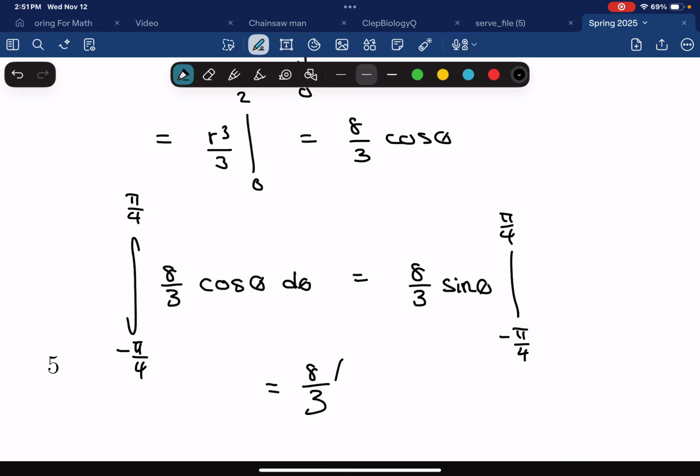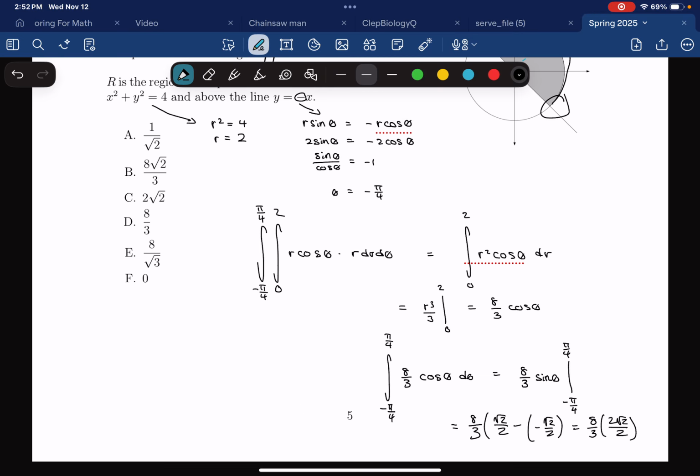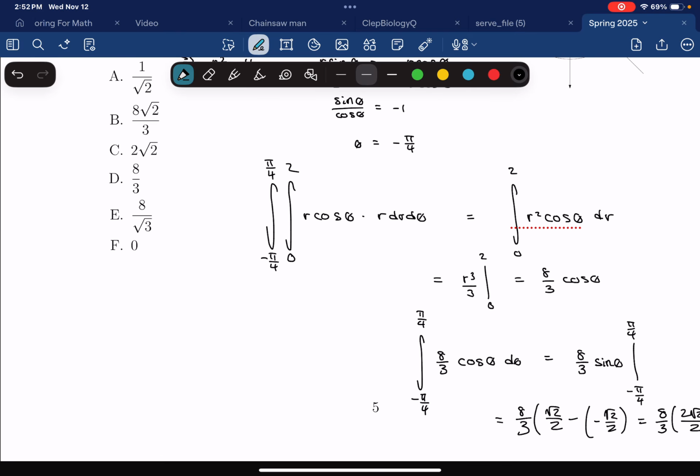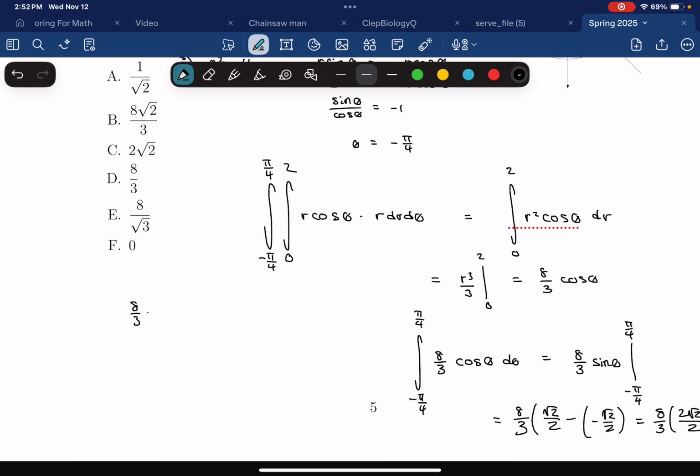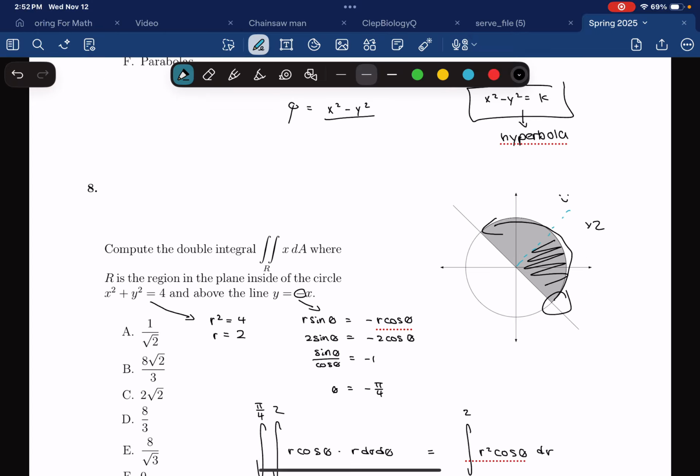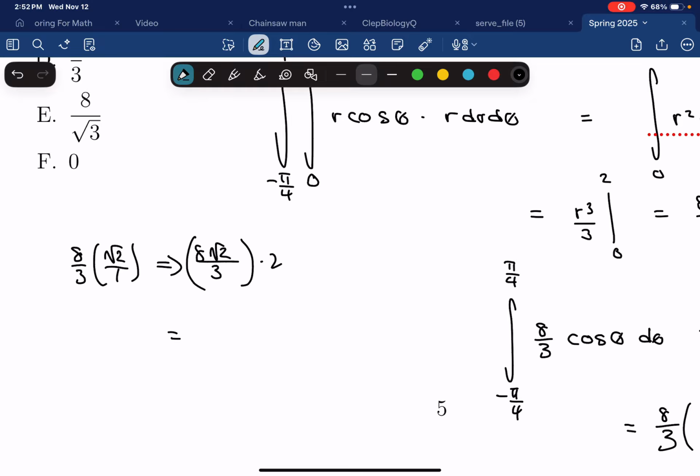8 over 3 multiplied by sine pi over 4, which is square root of 2 over 2, minus sine negative pi over 4, which will be negative square root of 2 over 2, which simply gets you 8 over 3 times 2 square root of 2 over 2. So in this case, we got 8 square root of 2 over 3. And then remember, that was only half of the integral. We only covered that half, so we have to multiply it by 2, which just gets you 16 square root of 2 over 3.